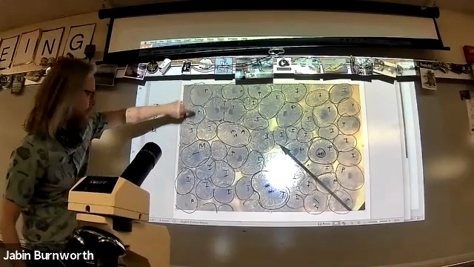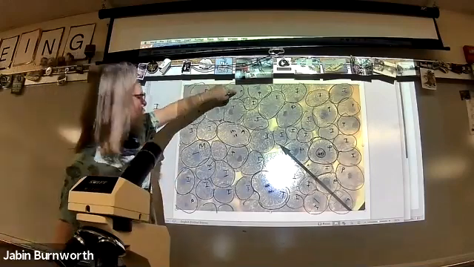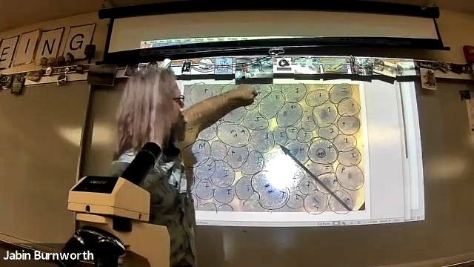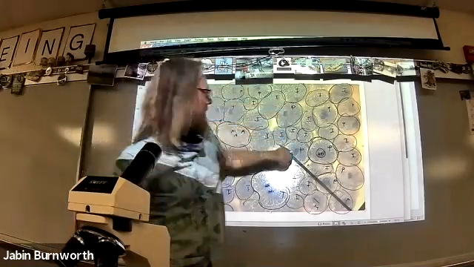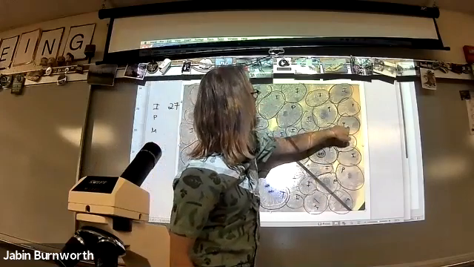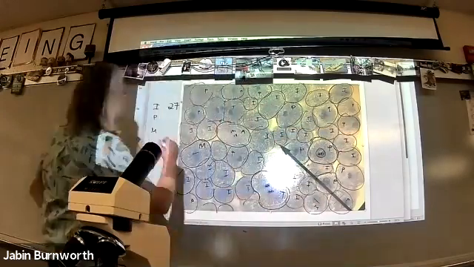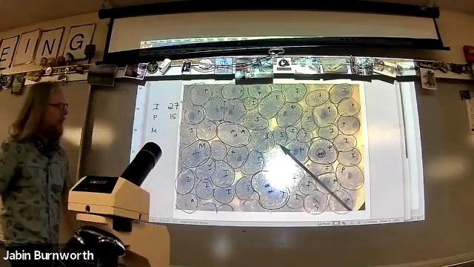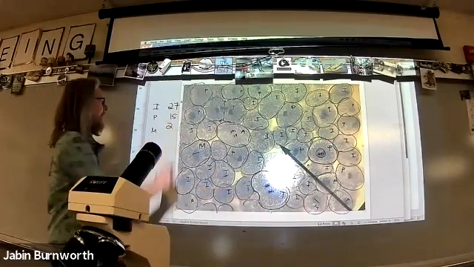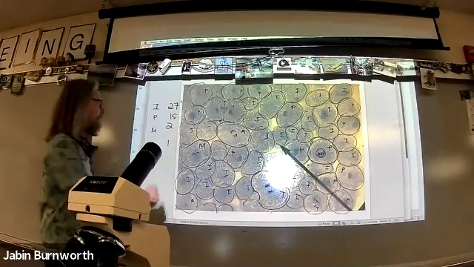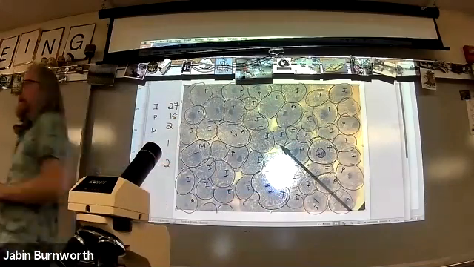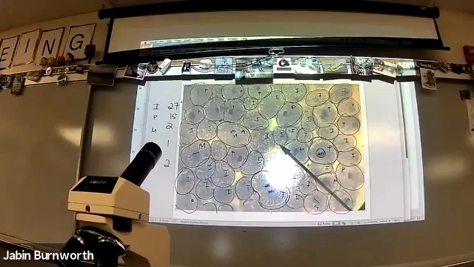Let's count our prophases. 1, 2, 3, 4, 5, 6, 7, 8, 9, 10, 11, 12, 13, 14, 15. How many metaphases do I have? Just 2. How many anaphases do I have? Just 1. How many telophases do I have? 2. Okay. Now, why on earth would we have so many interphases?